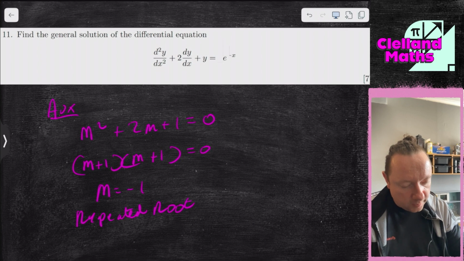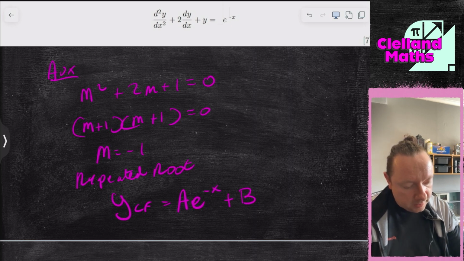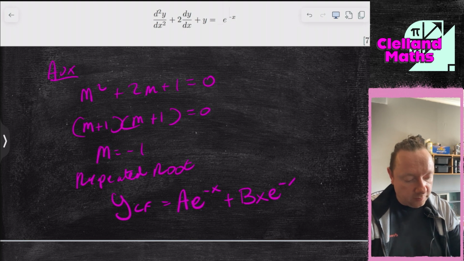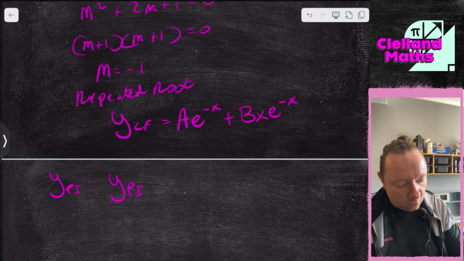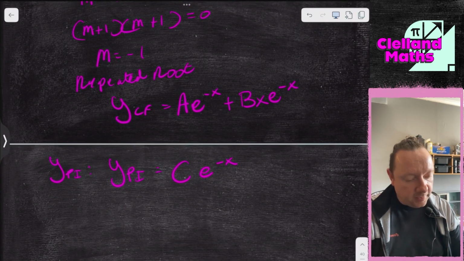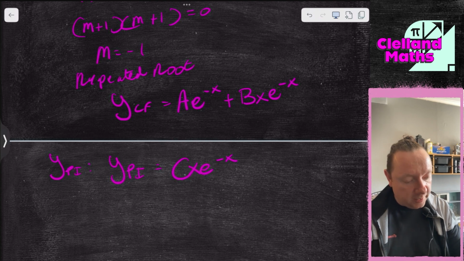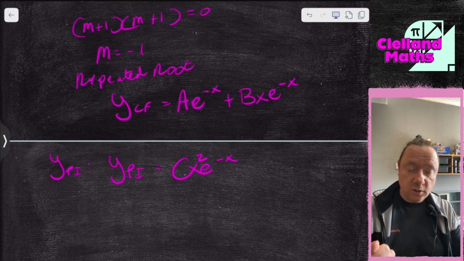And therefore our complementary function is A e to the minus x, but then we need another, B, and we need to introduce an x because of the repeated root, B x e to the minus x. Now let's look at our particular integral. Well, that'll be of the form C e to the minus x. But I've already got A e to the minus x, and if I introduce an x, I've already got B x e to the minus x, so I need to introduce a squared term. When that happens, keep introducing an x.